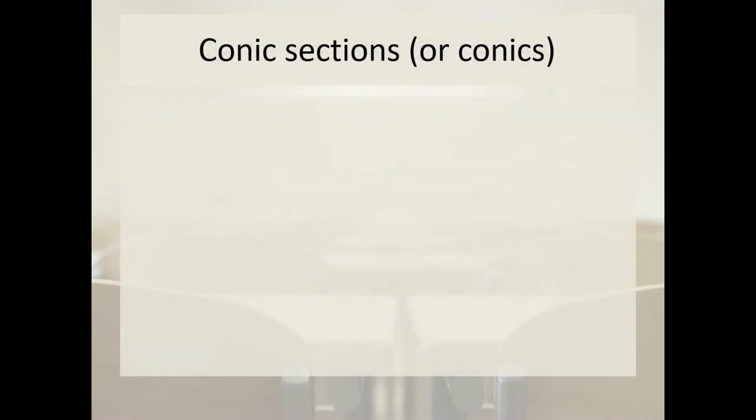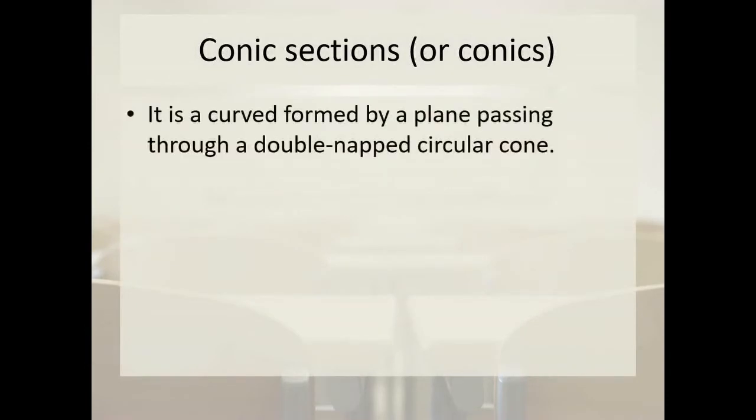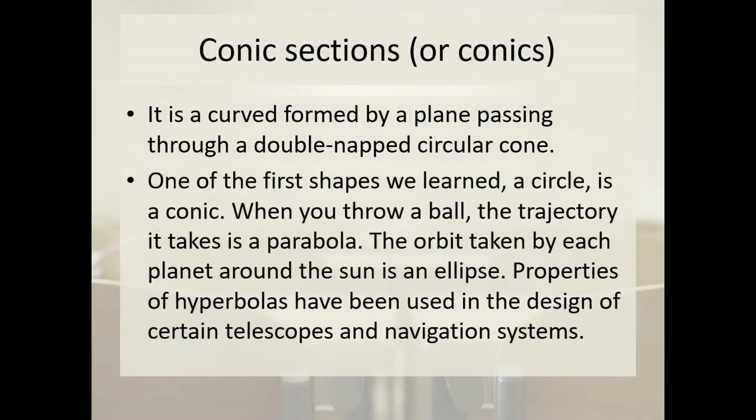Conic sections, or conics, are curves formed by a plane passing through a double-napped circular cone. One of the first shapes we learned, a circle, is a conic. When you throw a ball, the trajectory it takes is a parabola. The orbit taken by each planet around the Sun is an ellipse. Properties of hyperbolas have been used in the design of certain telescopes and navigation systems.